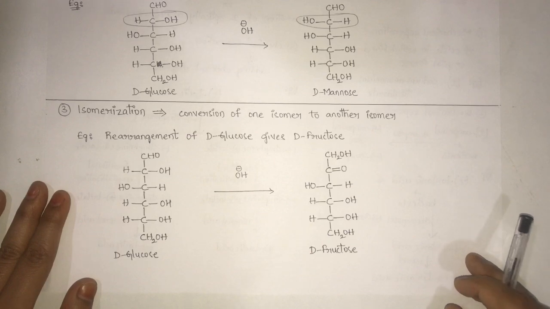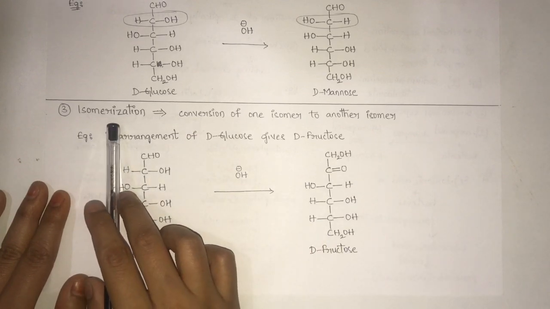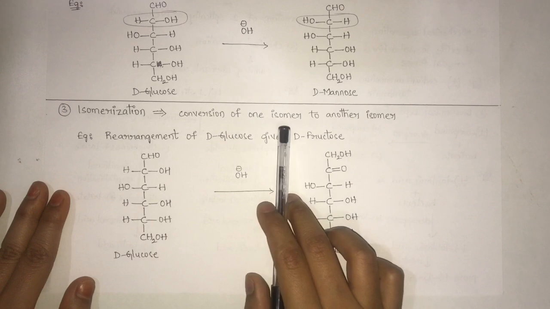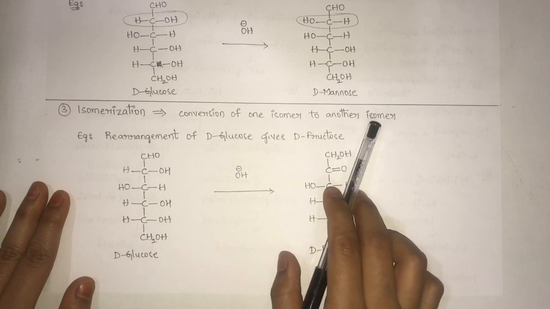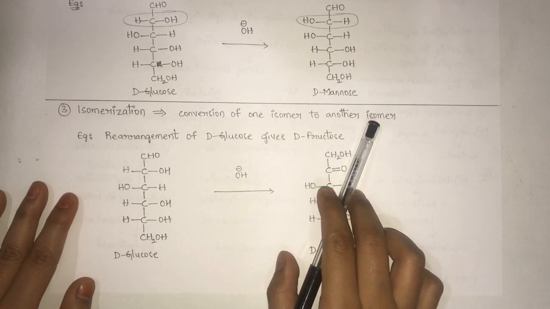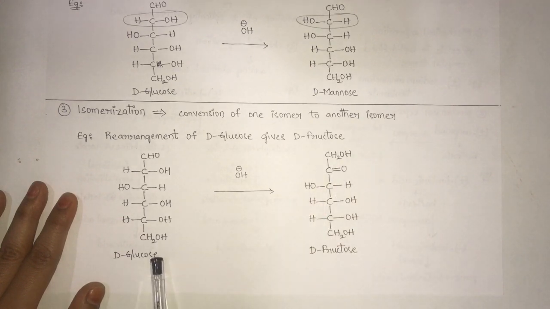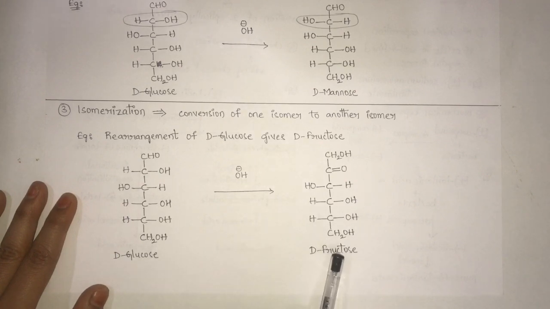Reactions of chiral compounds. Third one, isomerization. So this is a conversion of one isomer to another isomer. Here I am taking the example of D-glucose, where it is converted to D-fructose. Here we can see rearrangement of D-glucose to D-fructose. As I said earlier, D-glucose is first isomerized to D-fructose.